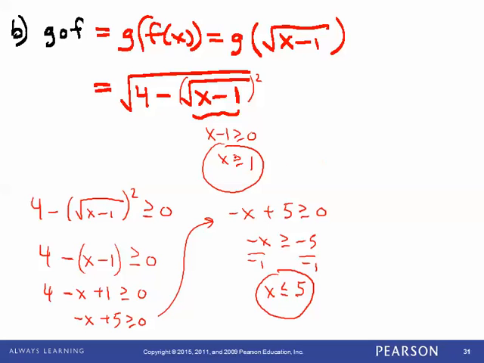I need numbers bigger than or equal to 1. I need numbers that are equal to or less than 5. So the final answer looks something like this, right? The only numbers I can use are actually 1 to 5. That's it for this particular function.